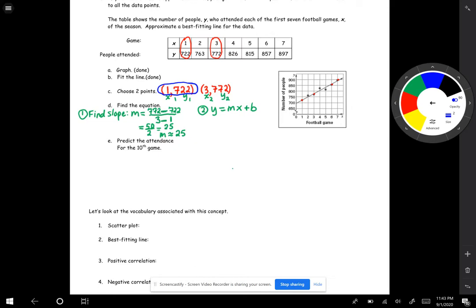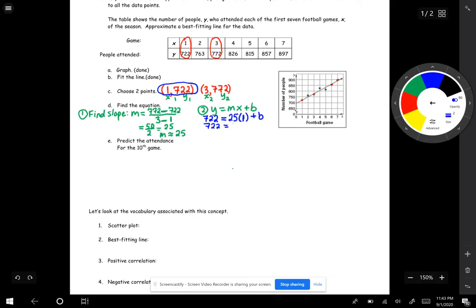And so what we are going to do is replace y with the y coordinate of the point that I just circled, which is 722, equals m we just found was 25, times, remember that's m times x, mx plus b. So x is 1, and it's from the point I circled, and that just leaves us with b, the unknown, the missing variable. So now we're just going to do the math.